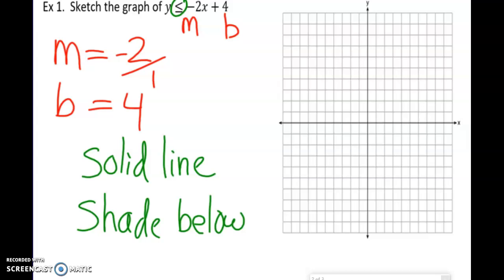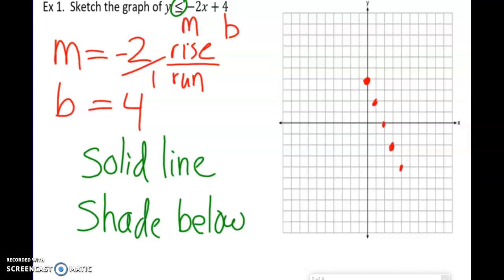But what isn't different is where we start. We still start at 4 on the y-axis. So go up 1, 2, 3, 4 from 0 and put your first point. And then from there, come up with the other points by rising and running. So remember, this is the rise and this is the run. So this means we're going to go negative 2. So down 2 and right 1, down 2, right 1, down 2, right 1.